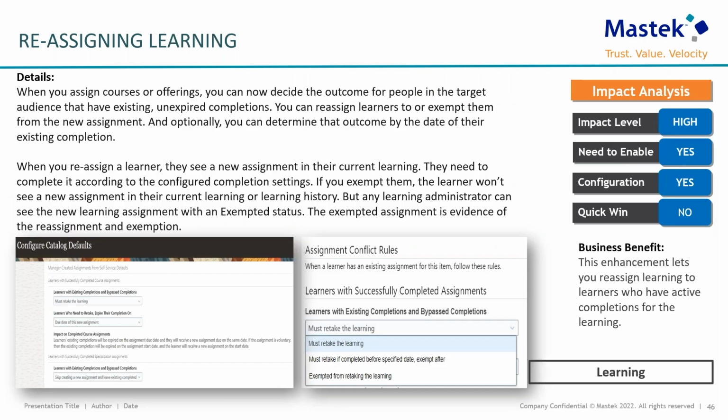The next one is reassigning learnings. When you assign any course or offering, you can now decide the outcome for the people in the target audience who have already completed it. There are certain new settings which are introduced, which will allow you to define the retake policies, when the learner can retake this particular learning again. You can define it on the basis of dates as well.